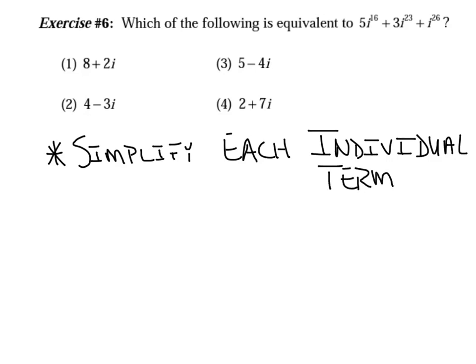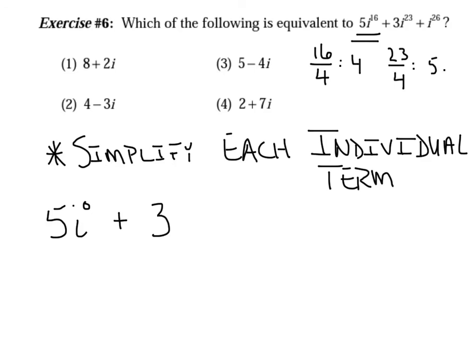So let's focus on that first term. I've got my 5, but what is i to the 16th? So I divided 16 by 4, and the calculator said it goes in there 4 times with no decimals, so I have a remainder of 0. So I'm just going to write i to the 0 for now. And then I've got plus 3. When I did 23 divided by 4, the calculator said 5.75. I threw the 5 away. I had a remainder of 3. And then I finished with i to the 26th. 26 divided by 4 turned out to be 6.5 on the calculator. Throw away the 6. The 0.5 means a remainder of 2. So now I just clean these up.